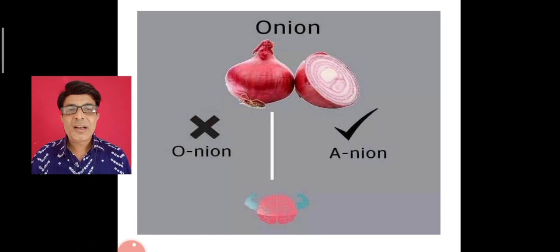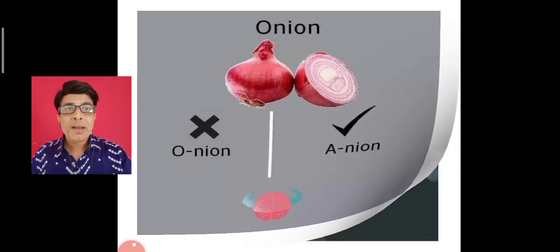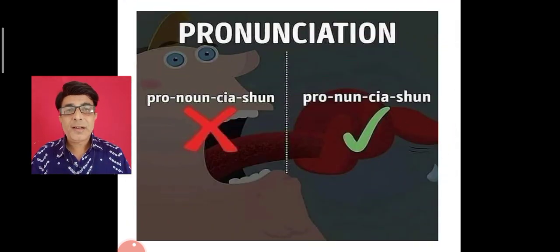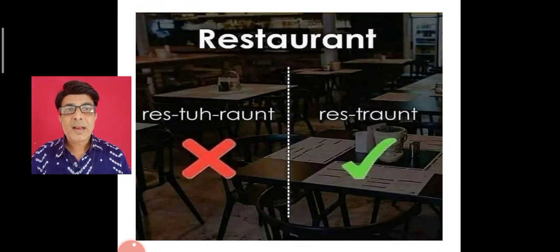Next word, ONION. Generally we speak it as onion, but it's not correct. The correct pronunciation is onion, okay. The next one is this word itself, PRONUNCIATION, and generally we speak it as pronunciation. Pronunciation is wrong. The correct pronunciation is pronunciation, okay.